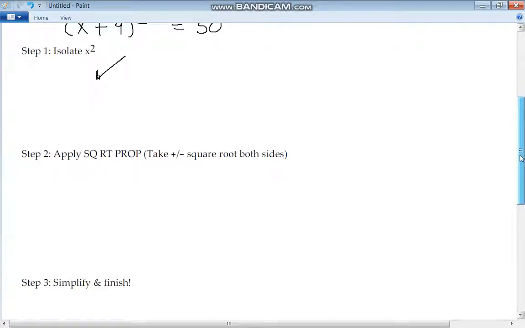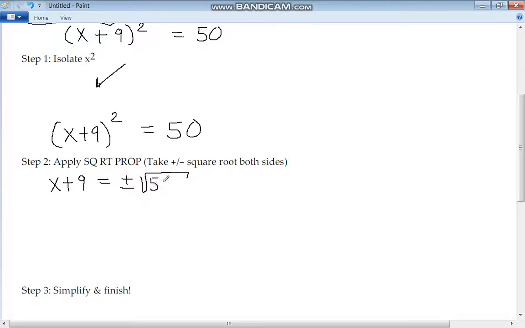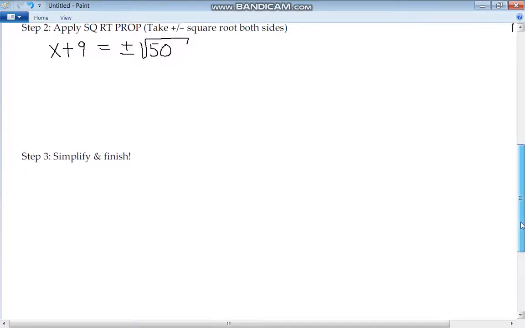We can scroll down, apply the square root property. Okay, so we have (x plus 9) squared, I just bring it down, equals 50. We're going to get rid of the square right now by taking plus or minus the square root of both sides. So we have no more square on the left, equals plus or minus the square root of 50. Okay, so now we're ready to simplify. Let's scroll down to that last step, simplify.